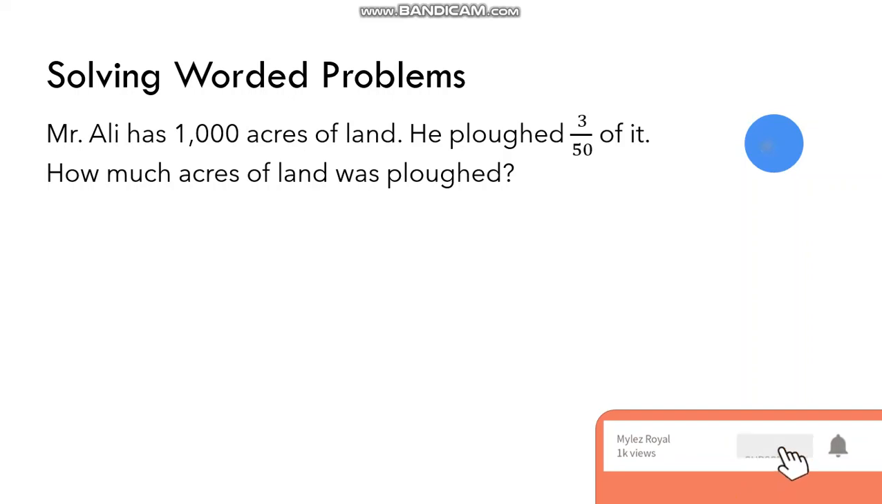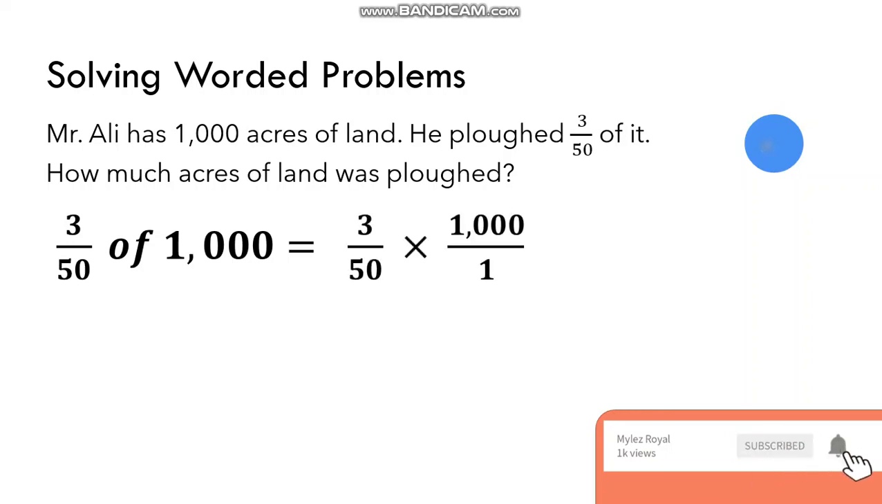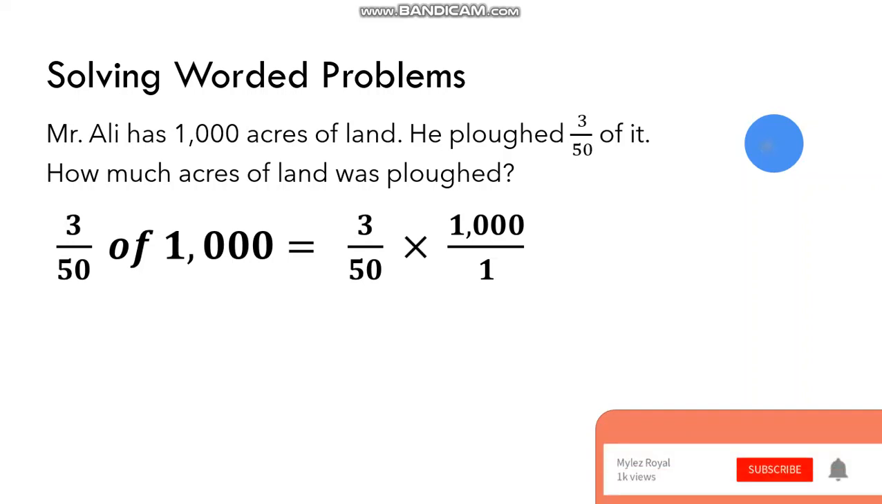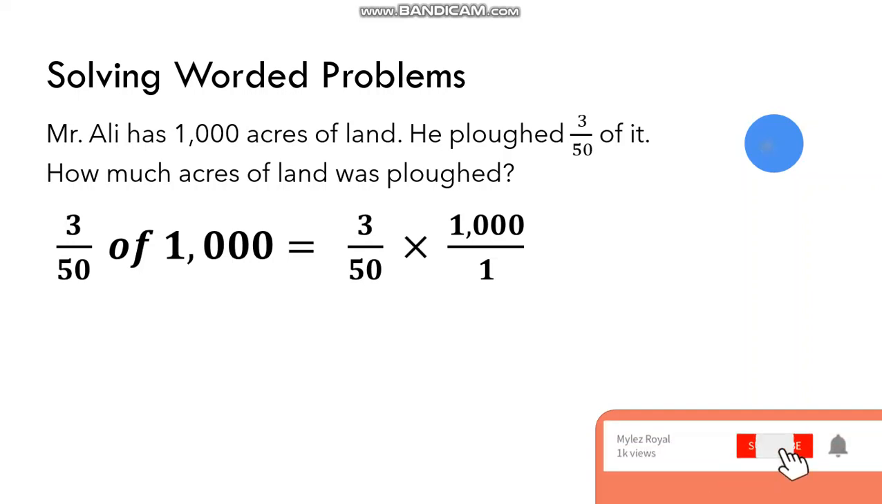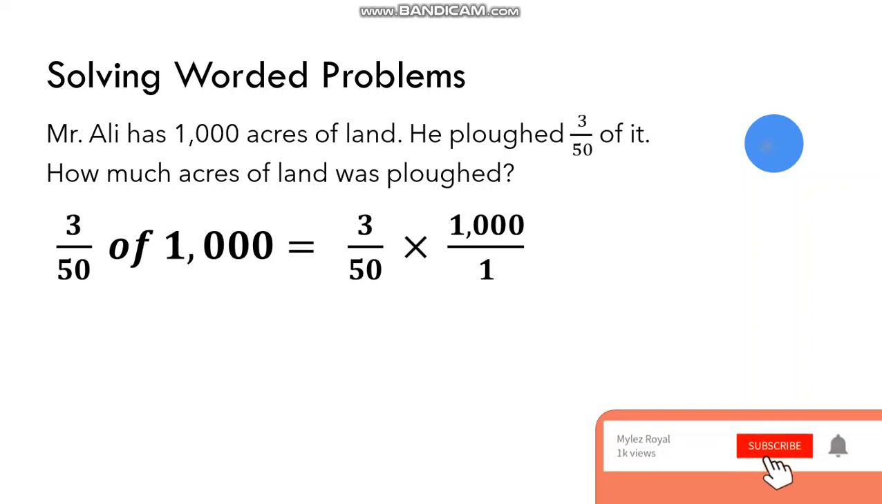In this case, the question is asking you to find 3/50 of 1,000 acres. So let's see how much is 3/50 of 1,000. So we write 3/50 multiplied by 1,000 over 1. Now we can see if we can reduce any of the numbers. We can reduce diagonally here. The number 50 can go into both 50 and 1,000 without leaving a remainder. So let's reduce. 50 can go into 50 one time, and 50 can go into 1,000 20 times.